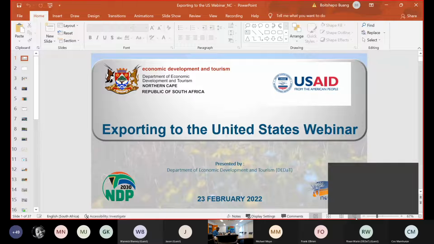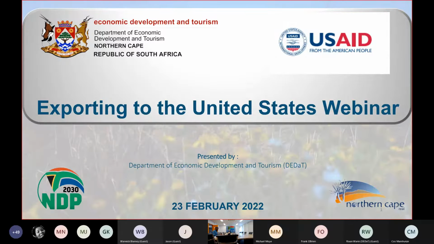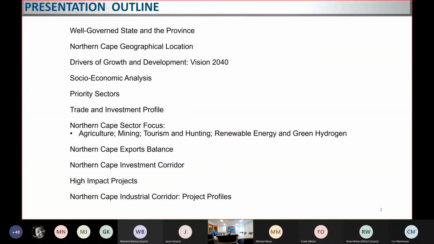I think the most important part this afternoon, ladies and gentlemen, is just to briefly take you through the Northern Cape. I literally want to take you through and just say this is reference information, and we are looking forward to assisting you with any more detailed information going forward. The first thing we want to outline is that we are a well-governed state and province within the country, notorious for our financial and banking system, our insurance system, and our facilitation.